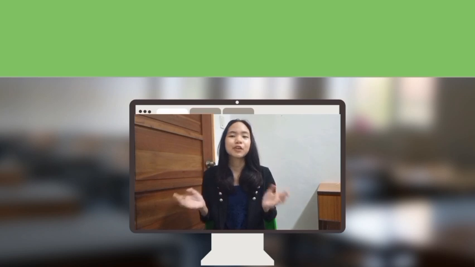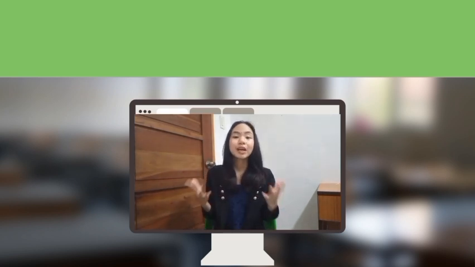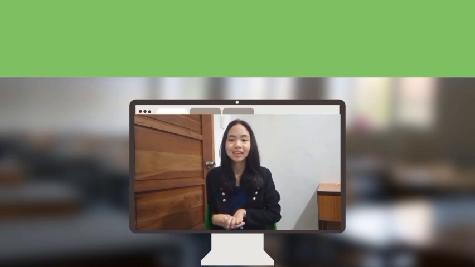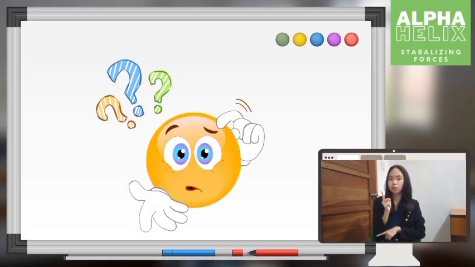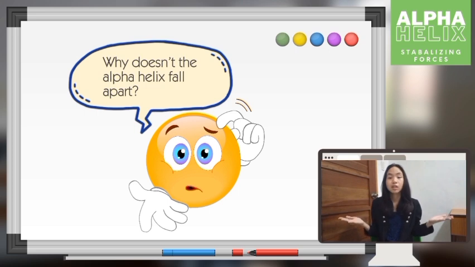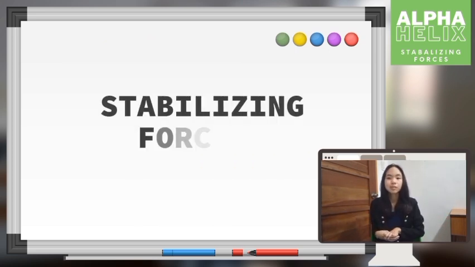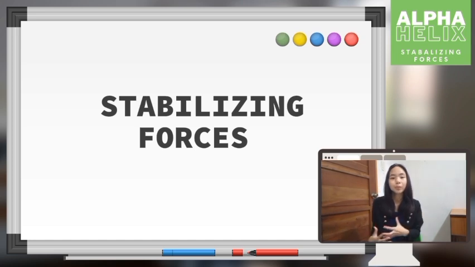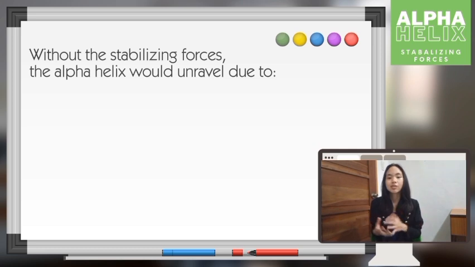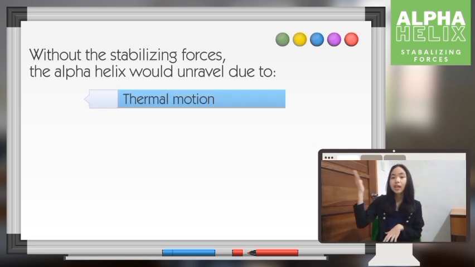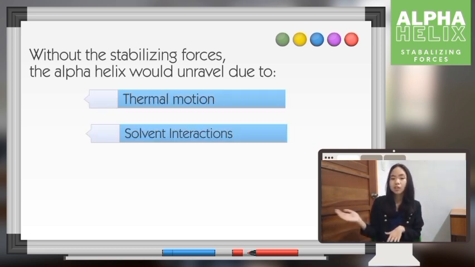So thank you, Danielle, for that introduction. So now, E-PASAR students, now that we know what an alpha helix looks like, let's ask a key question. Why doesn't the alpha helix fall apart? Well, the answer lies in several stabilizing forces that work in harmony to maintain this structure. Without this, the helix would unravel due to thermal motion and solvent interactions. So let's break them down one by one.